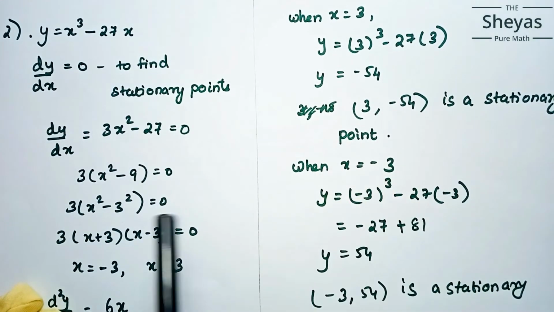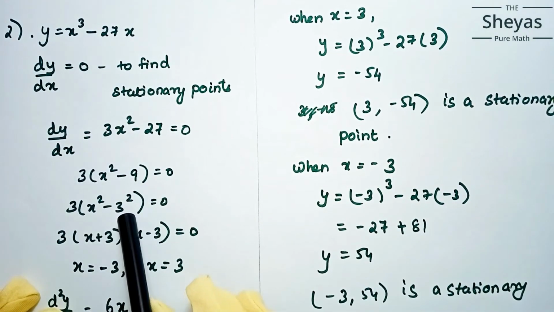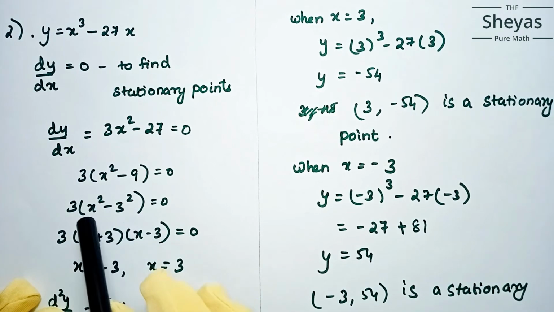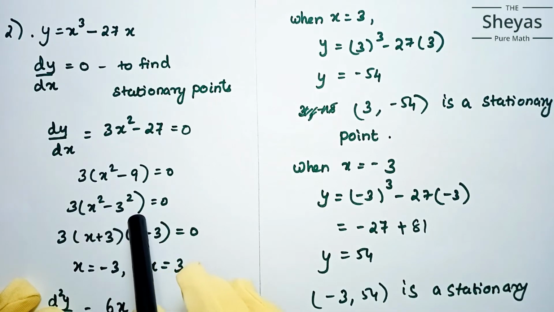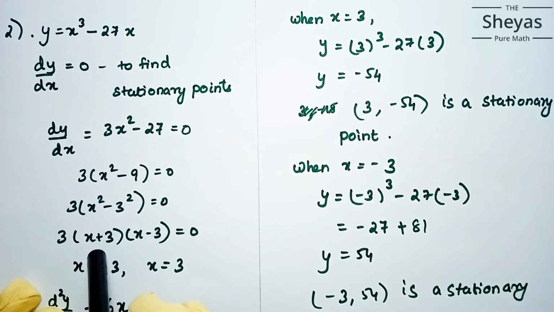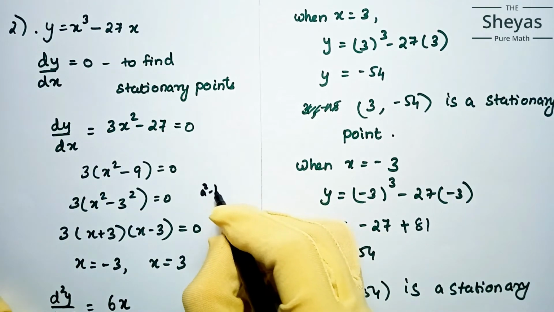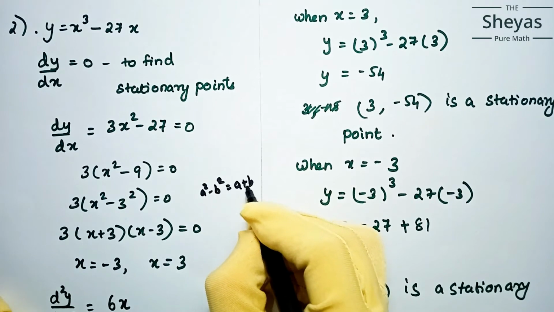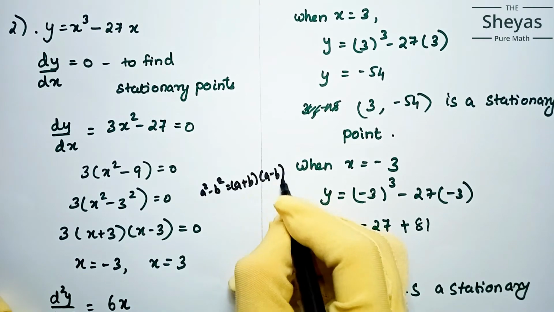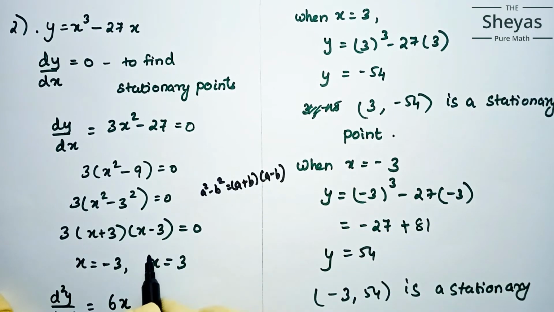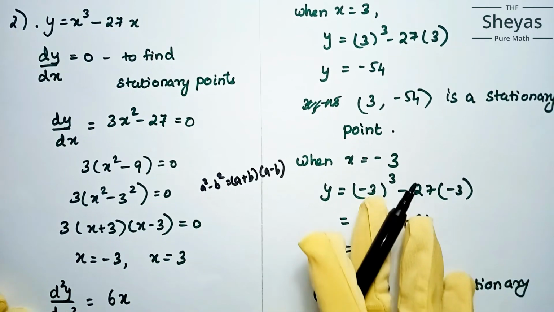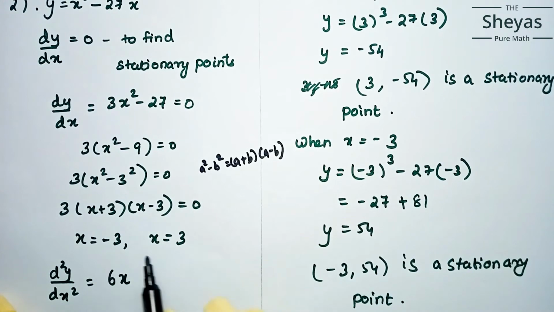Just see here, this 9 can be written as 3 square, and this is of the form a square minus b square. The formula is a plus b into a minus b. So that's how I have factorized, or you can directly factorize using a calculator also. From this you got two values, x is equal to 3 and x is equal to minus 3.